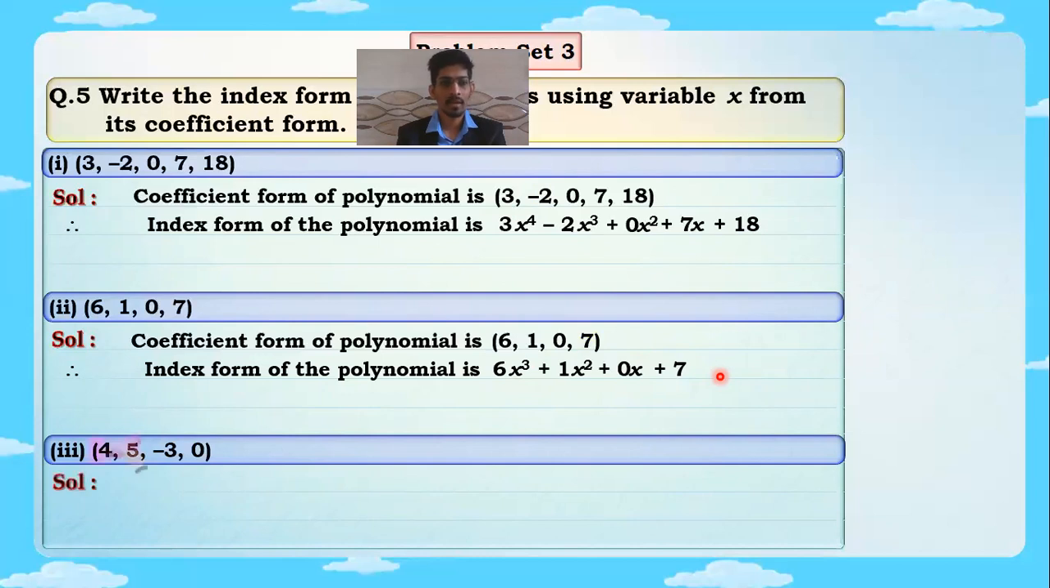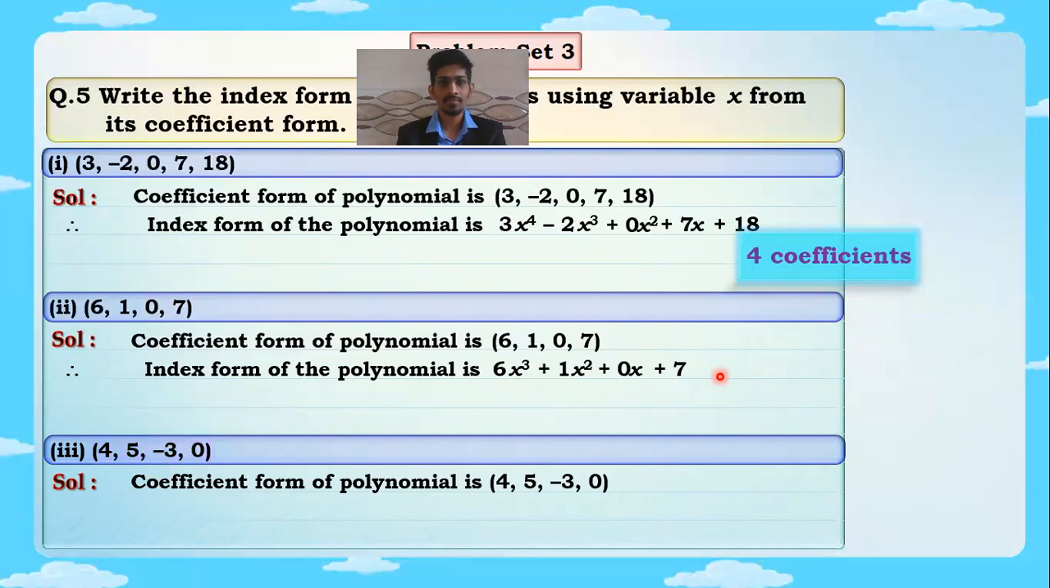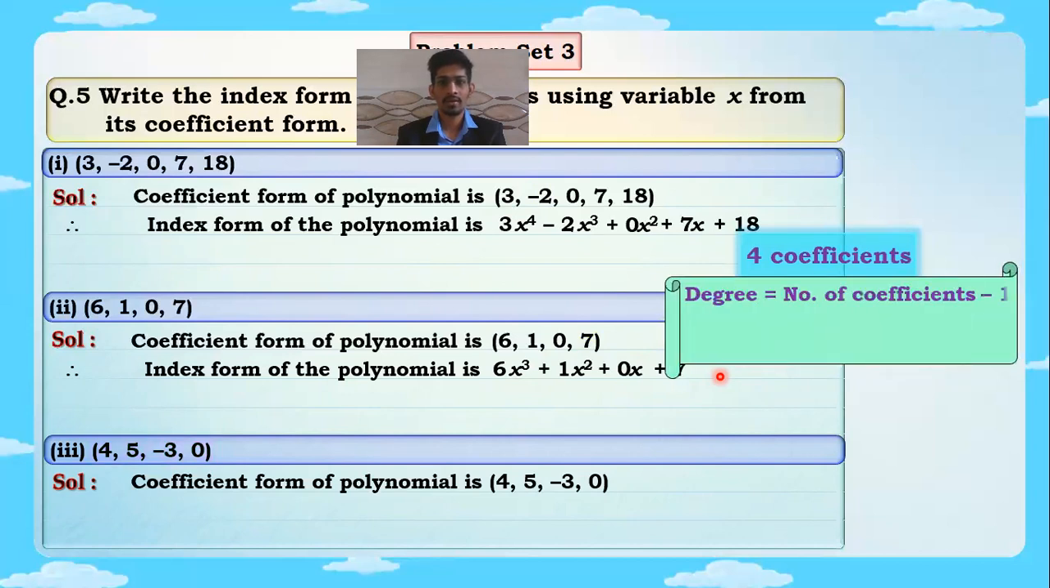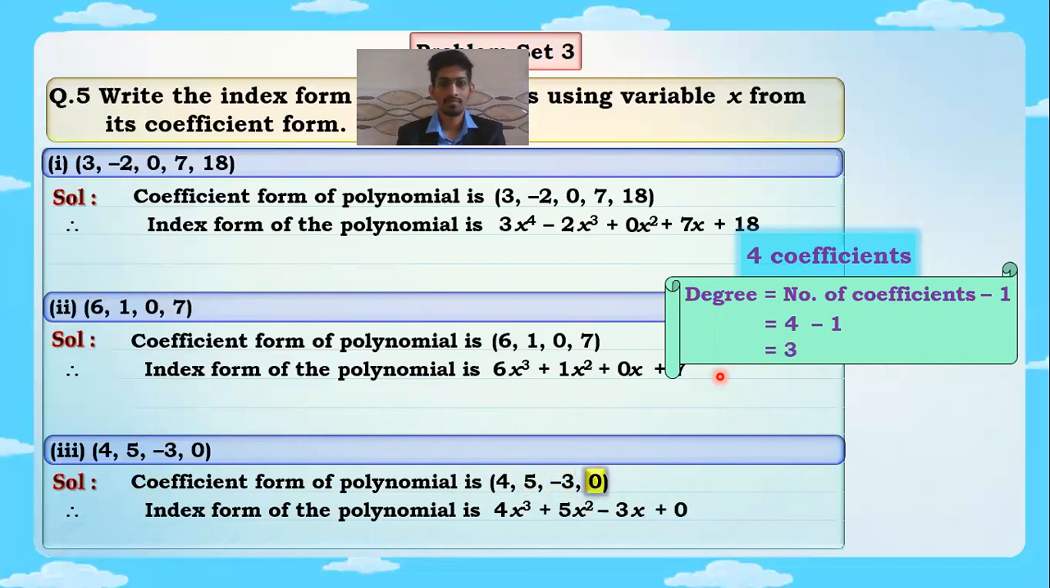And the last one, again you can solve it on your own. Total 4 coefficients are there. So the degree should be 3, 4 minus 1. Let's write down the index form. 4 x raised to 3 plus 5 x square minus 3 x and the constant term, that is plus 0.